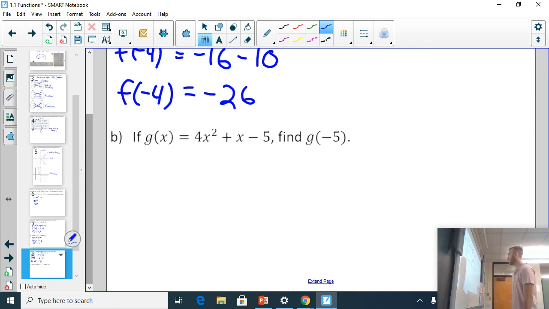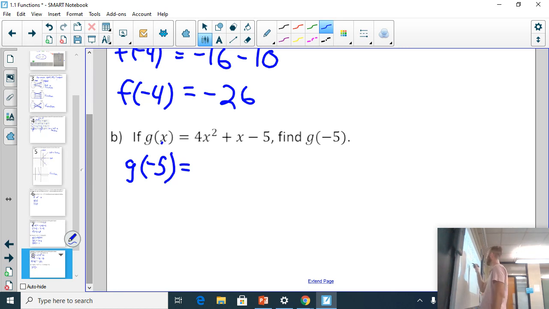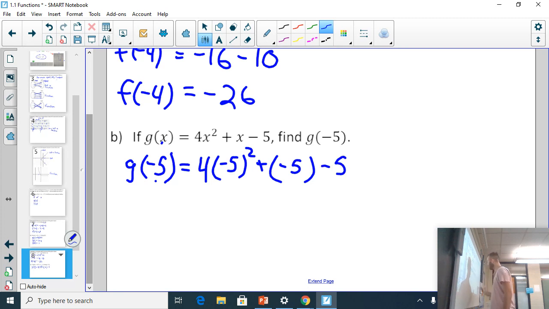We're going to do a similar thing here. So we're looking for g of negative 5. So I'm just going to put negative 5. Since I replaced x with negative 5 here, I'm going to replace x with negative 5 in these equations. So we're going to have 4. Oh, I see an x, so I'm going to replace it with negative 5. Plus, oh, there's an x, so I'm going to replace it with negative 5 and then minus 5.